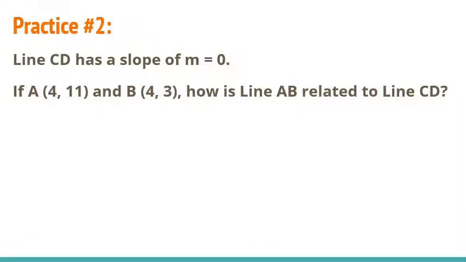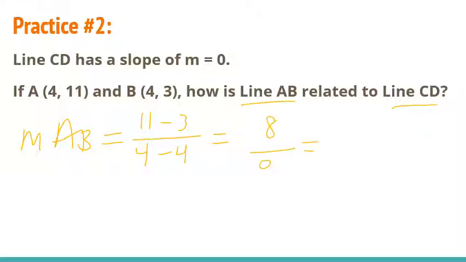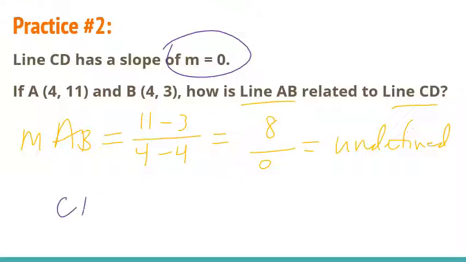Okay, let's do one more here, or a couple more. We're told that line CD has a slope of 0, right? So let's figure out the slope of AB to see how line AB is related to CD. This is just having you do it without the visual. The slope of AB is 11 minus 3 over 4 minus 4, and that's going to be 8 over 0. Okay, 0 on the bottom, that automatically means it's undefined. So if this is undefined and our original slope was 0, that means CD has to be perpendicular to AB.